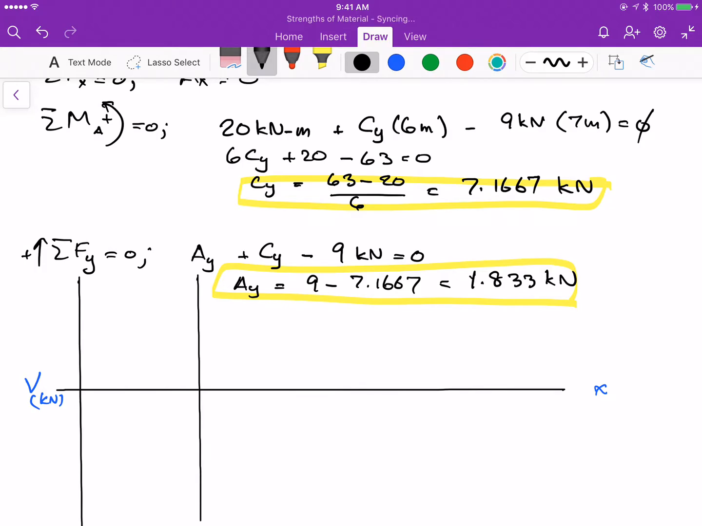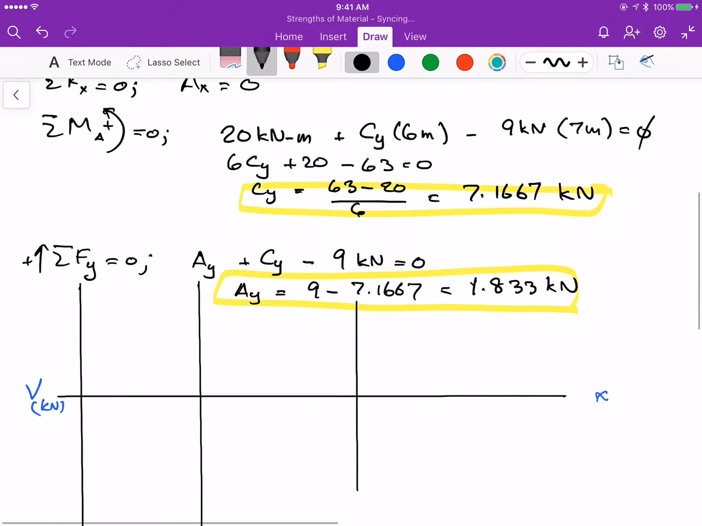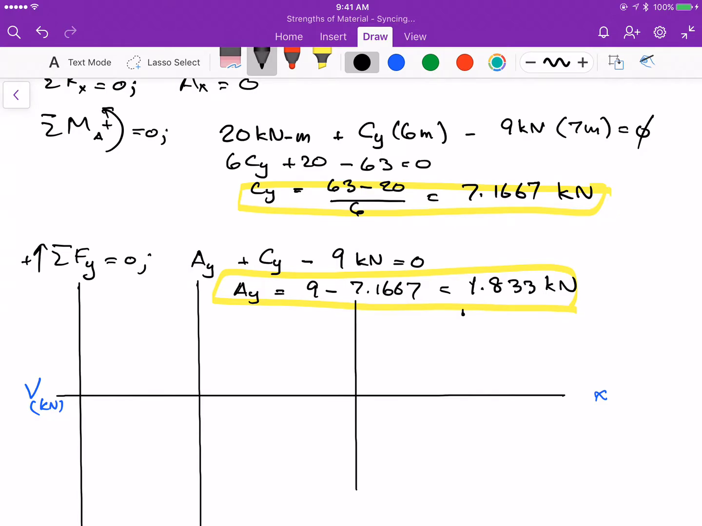Somewhere here, and I also have my C, and lastly I have my D. So this is actually all the areas that I want to concentrate on. This is A, B is here, C, D.